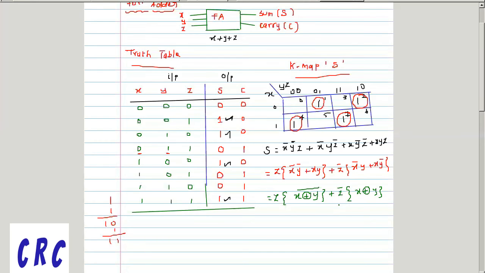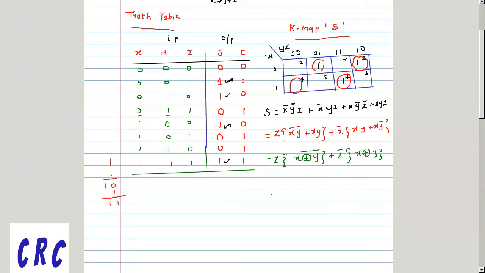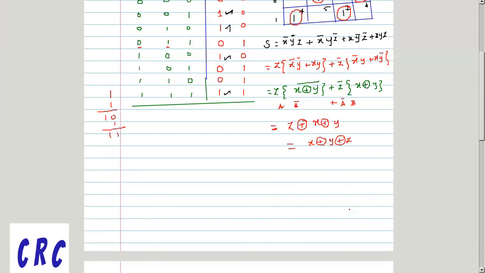Now if you look at this corresponding equation, it is of the form A into B bar plus A bar into B. So I can apply XOR once again here. This can be written as A XOR B. In the place of A, I'm having Z. In the place of B, I'm having X XOR Y. This can also be written as X XOR Y XOR Z. So this is about sum.